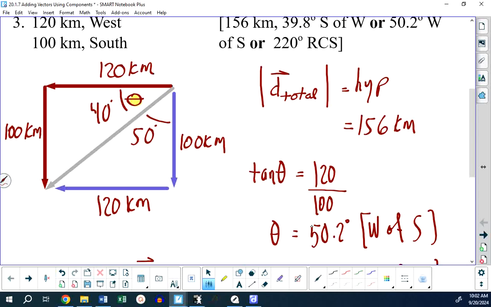Finally, could you have used RCS? Well, if I superimpose on this a coordinate grid, the RCS angle is the rotation angle that starts here and takes me to that arm. I call it an arm because that's what we call it in math. So how many degrees is that? Well, it's 180 degrees to this location, and then I have to go 40 more, which is why the answer says 220 degrees RCS.